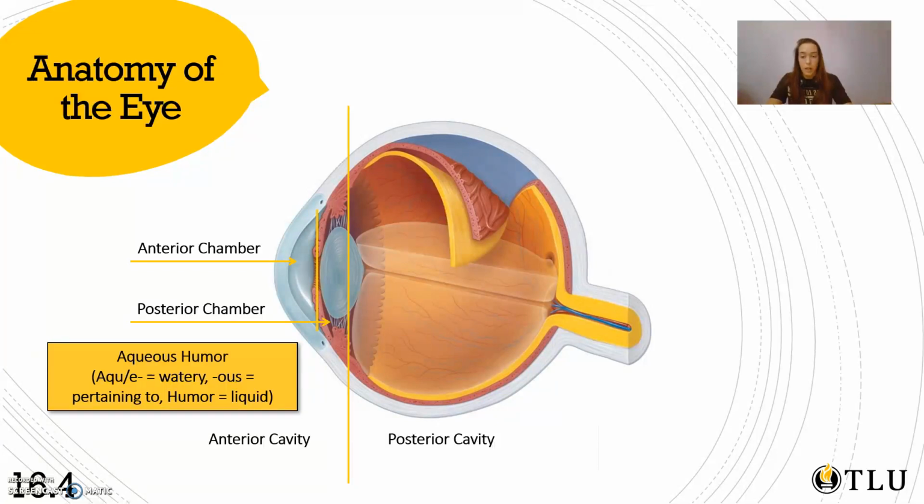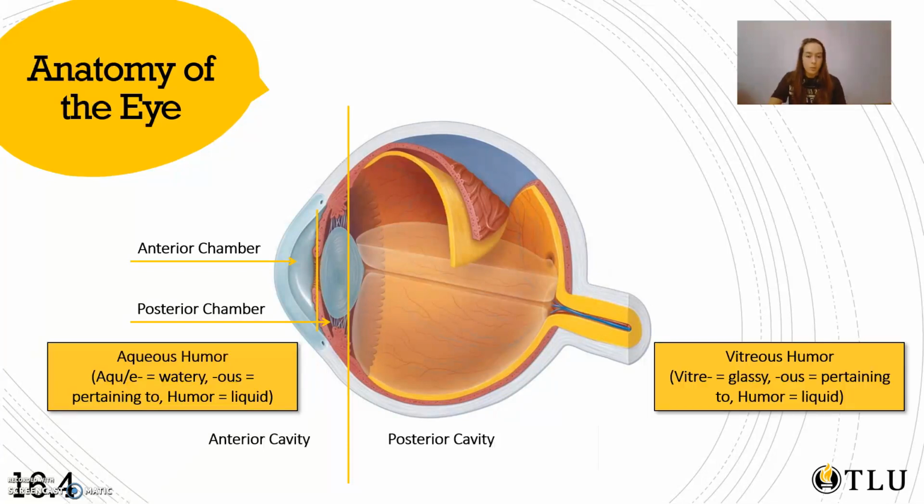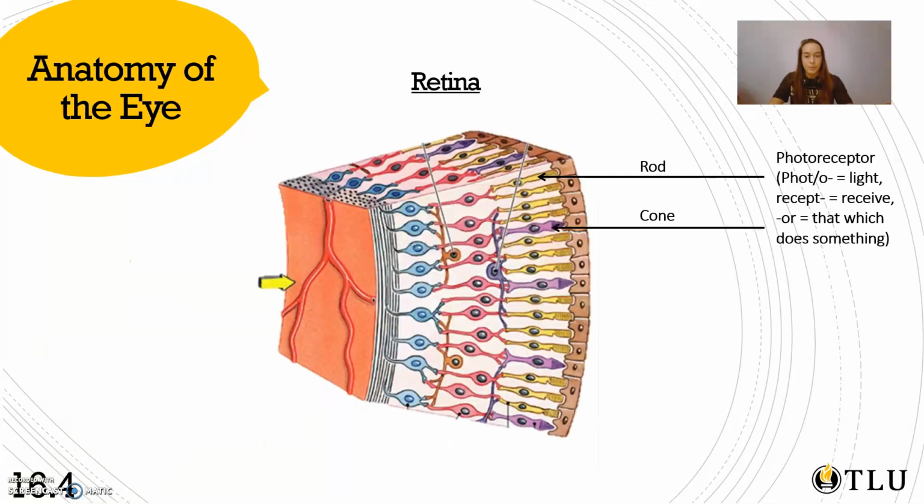In the anterior cavity, we have aqueous humor. Aquae is watery, us is pertaining to, and humor is a liquid, so pertaining to a liquid that has a watery appearance or watery substance. The posterior cavity is also called vitreous cavity. Vitre means glassy. Us is pertaining to, and humor is liquid, just like the aqueous humor. So this liquid is more of a jelly-like substance. It looks shiny, clear. That's why it's called glassy.